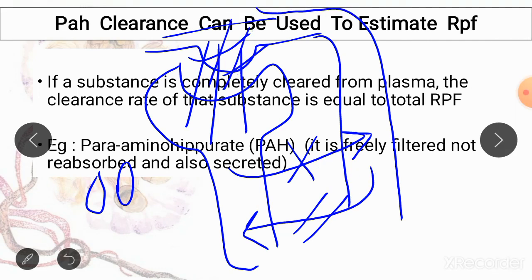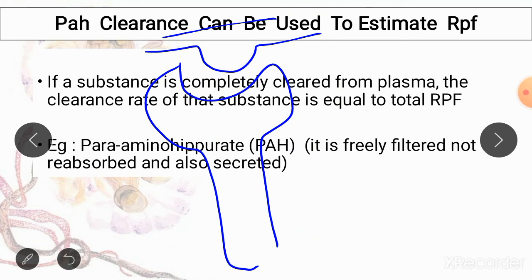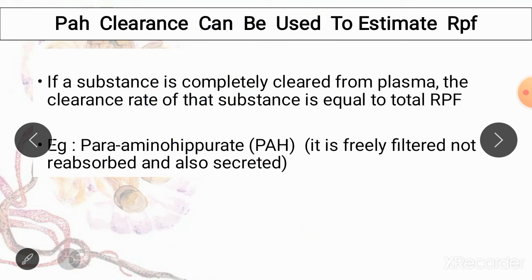So para-aminohippuric acid, which is PAH, helps you in calculation of your renal plasma flow because it is freely filtered, not reabsorbed, and also secreted from the peritubular capillaries into the nephron. So this is also an important MCQ nugget. You might be asked which of the following substances is used to study renal plasma flow, and the answer for that is going to be PAH, P for plasma and P for para-aminohippuric acid. You must remember this. It is an important MCQ point.